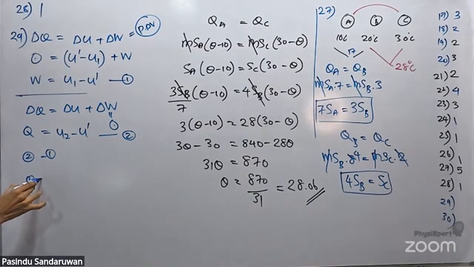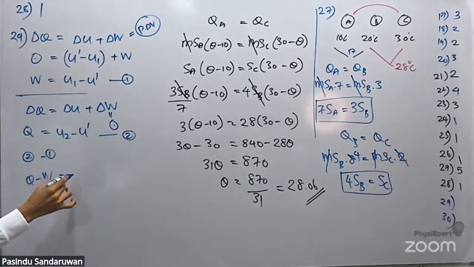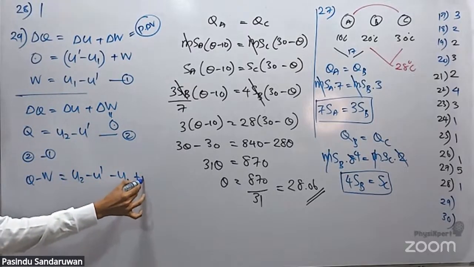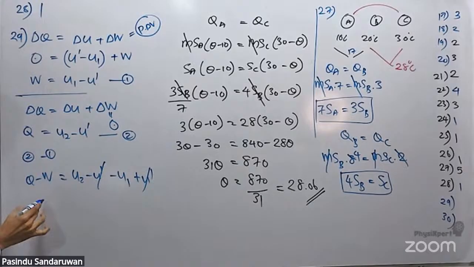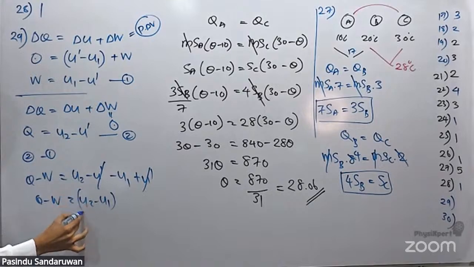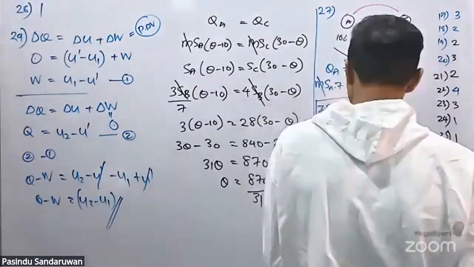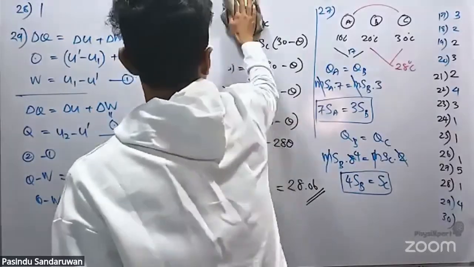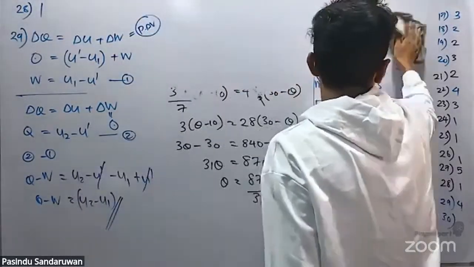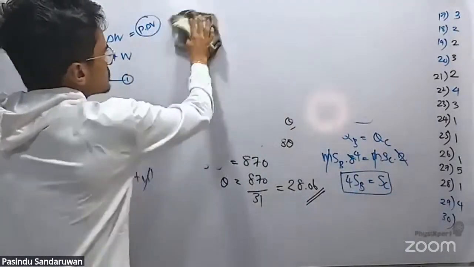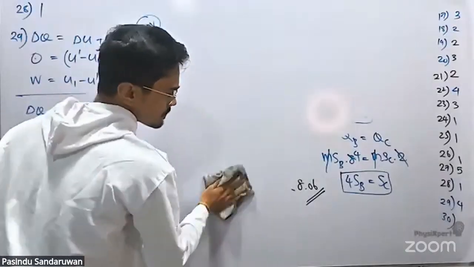Then Q minus W. And from here, U2 minus U dash, and here, minus U1 plus U dash. These two cancel. Then Q minus W equals U2 minus U1. This is the increase of internal energy. So that is Q minus W. Answer is 4. 429, answer 4.